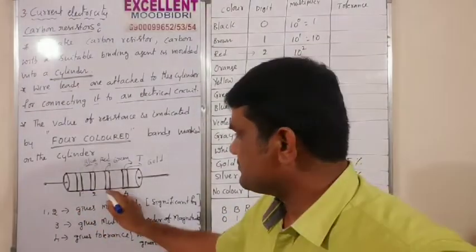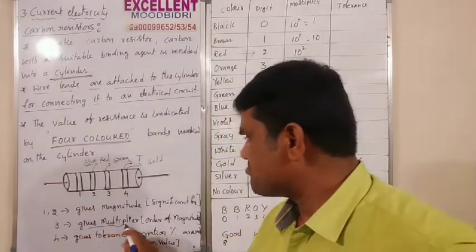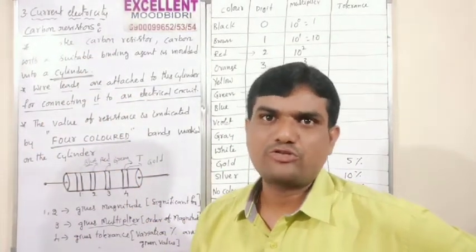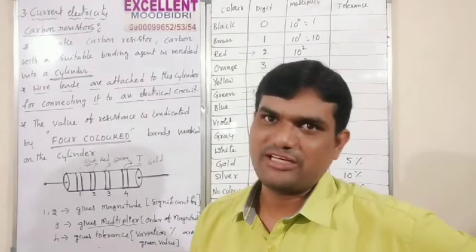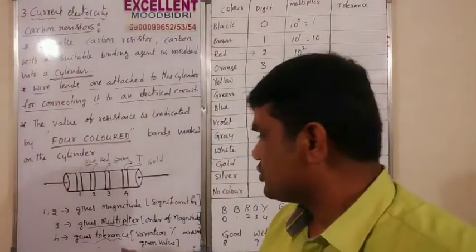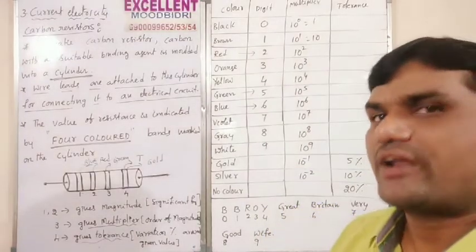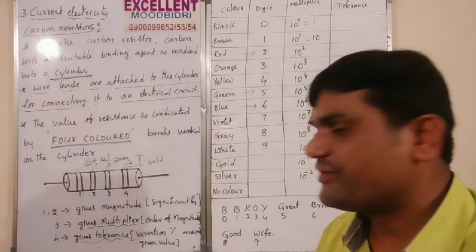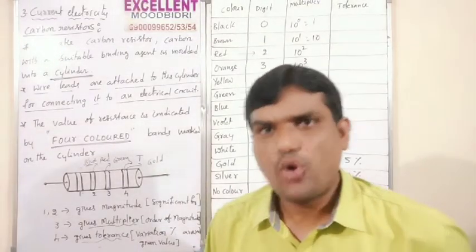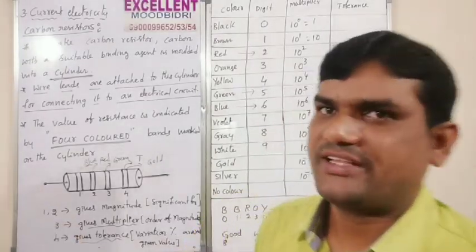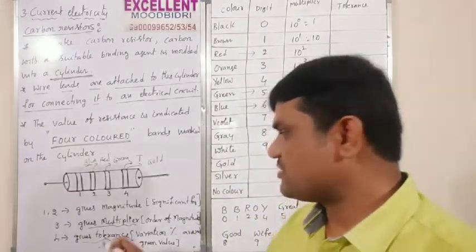But the third one we will consider as the multiplier. Multiplier means 10 power 1, 10 power 2, 10 power 3, like that, multiplier only. Next, the fourth color. The fourth color gives tolerance. Tolerance is nothing but the variation percentage around the given value. How much percentage variation should be there? That tolerance is given.